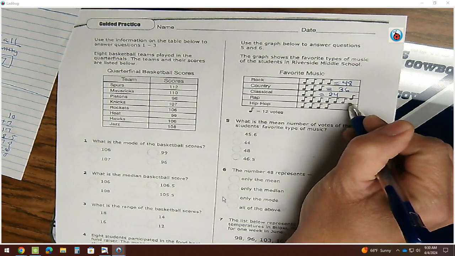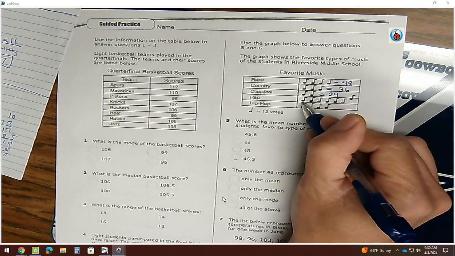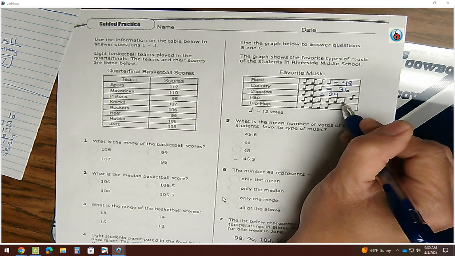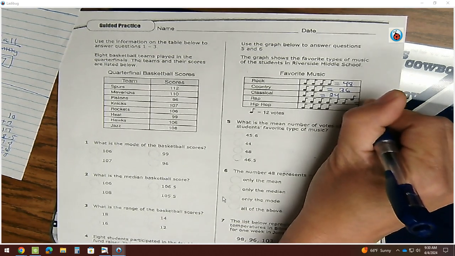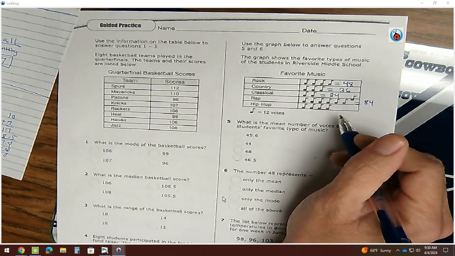Now this is a printing error. This should be on the bottom, just so you know. So this musical note is here. It's not that it's halfway. Okay. Now let's count. 1, 2, 3, 4, 5, 6, 7. So it's going to be what? 84. That's a printing error. Don't worry about that.